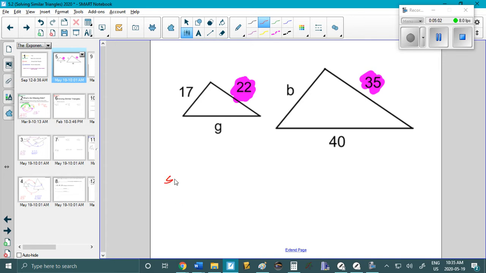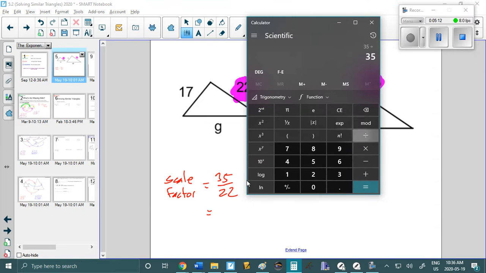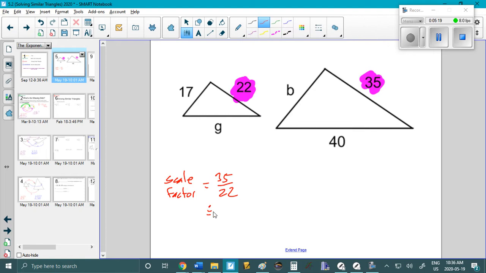Okay, so I always do it this way. I always do the bigger number divided by the smaller. So 35 over 22. So 35 divided by 22 is, whoa. So this is going to have to be rounded. So this is approximately 1.59. So not exactly, but pretty close.